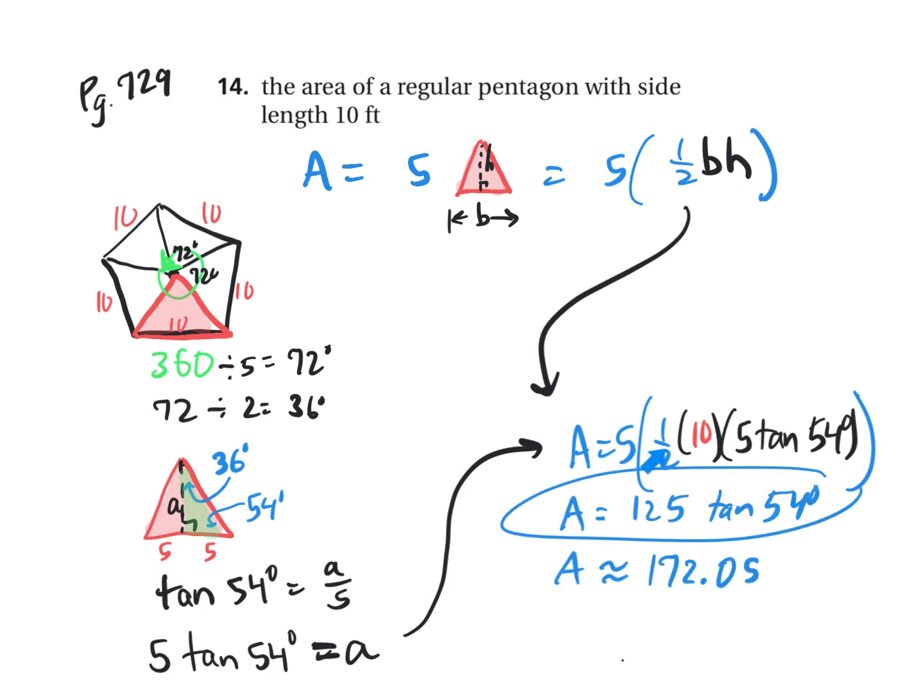So remember, there's no distributing. You just multiply from left to right, or really any order. So 5 times 10 is 50. 50 times a half is 25, and 25 times 5 is 125. This is the exact answer, and this is the decimal approximation rounded to the nearest hundredth place.